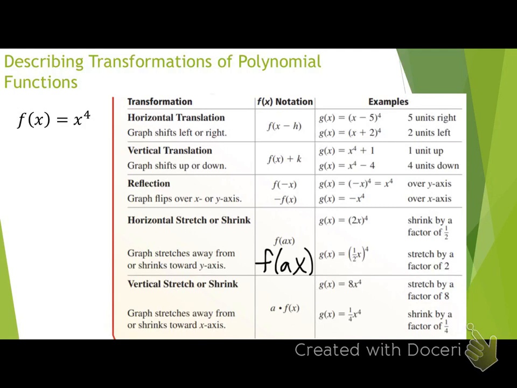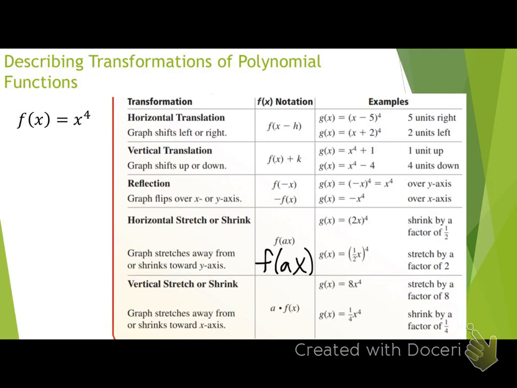Reflections. If I'm flipping it over my y-axis, reflecting over my y-axis, we use f of negative x. So I'm replacing x with negative x. If I have a negative x to the 4th, that's just x to the 4th. So that one doesn't change.